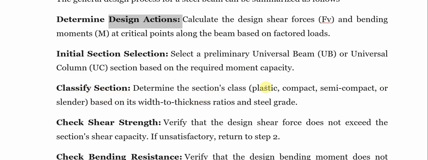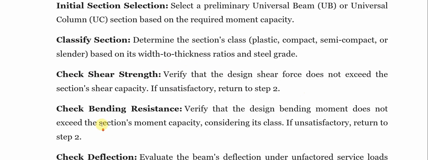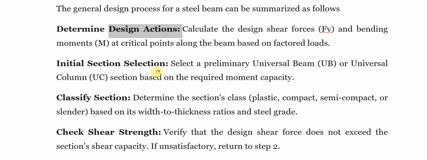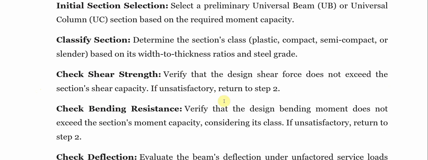Is it going to fall under plastic, compact or semi compact or slender? So if you say class 1, that's plastic. Class 2 is compact. Then we move to the shear strength. We check for shear strength and we verify that the design shear force does not exceed the section's shear capacity. If it is unsatisfactory, then we go back and select another member again.